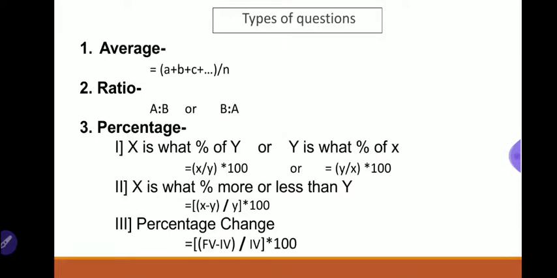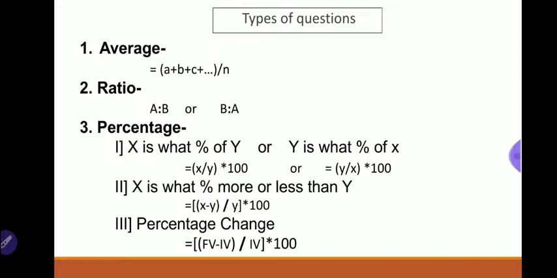On that DI, which type of questions are asked? The questions are generally asked in the form of average, ratio, and percentage. If you are good enough in average, ratio, and percentage, then you can easily solve the questions based on this data interpretation. Firstly, the question will be based on the average.